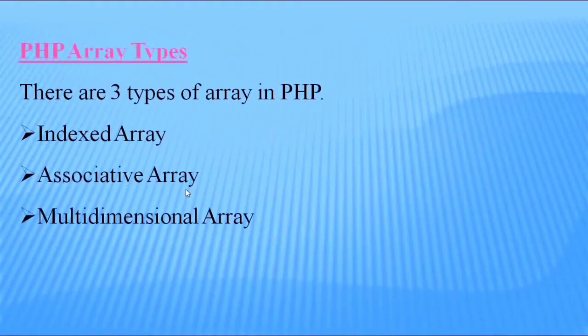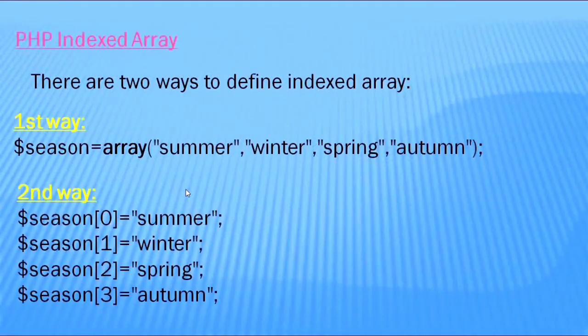Okay. Next, PHP array types. There are three types of arrays in PHP. First, indexed array. Next, associative array. Next, multi-dimensional array. First, indexed array. A PHP index is represented by a number which starts from 0. We can store number, string and object in the PHP array. All PHP array elements are assigned an index number by default.